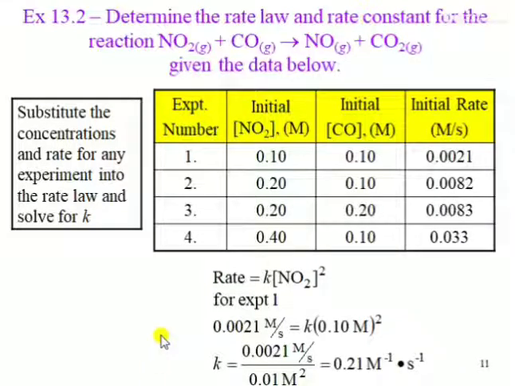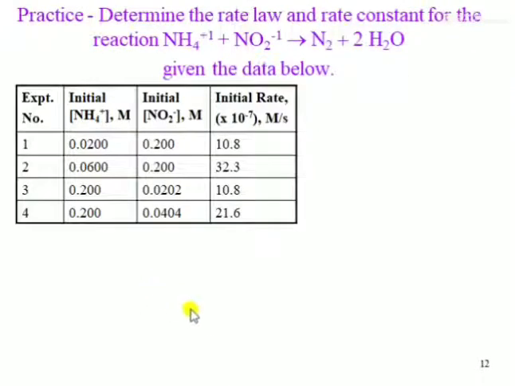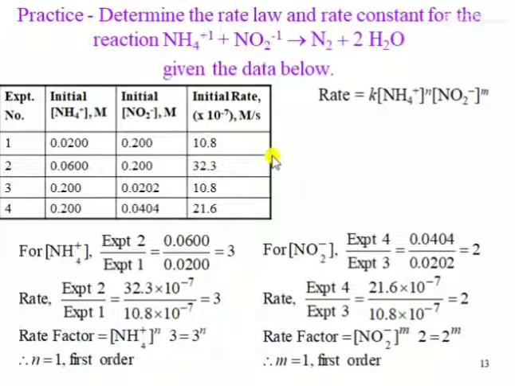Now similarly, we can have one more numerical so that you are able to understand it much more clearly. Here you have a numerical in which you have to determine the rate law and rate constant for the reaction shown. You can see in the table, you have been given the initial concentration of ammonium ion, the initial concentration of the nitrite ion, and the initial rate.